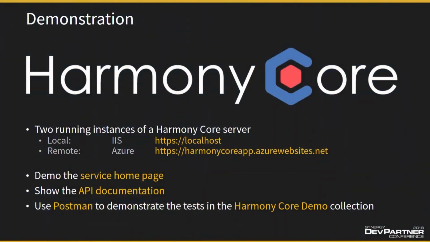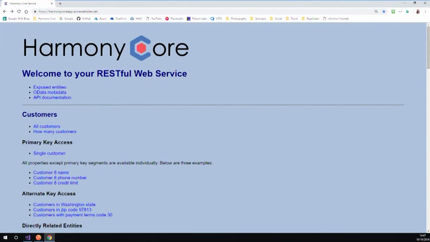So I have a service running on my IIS instance, and I also have the exact same service, as Jeff mentioned this morning, running on an Azure web instance. The URL is there, harmonycoreapp.azurewebsites.net. If you want to hit it with a browser and play with it yourself, please do. Let us know how it goes. So I'll show you a couple of things just in the browser, and I'll show you a couple of things in Postman, just to give you the feel of what's going on.